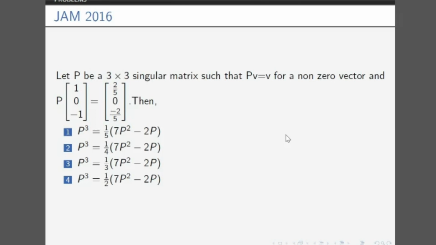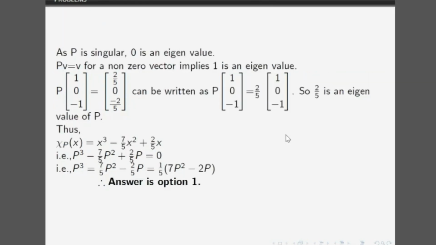That is, it is singular, so 0 will be an eigenvalue. PV equal to V for some non-zero vector, which means 1 is an eigenvalue of it. And the third detail: when we take 2 by 5 outside as a common factor, we get P into (1, 0, minus 1) equal to 2 by 5 into (1, 0, minus 1). So 2 by 5 is the third eigenvalue of P. And then we just substitute it and find out the value. Yes. So this is the same thing that we have used in the theory part.